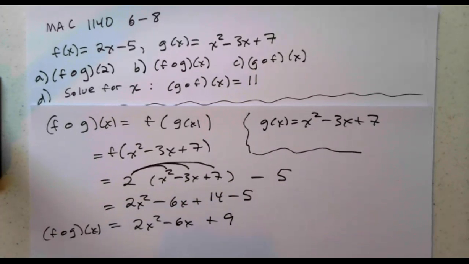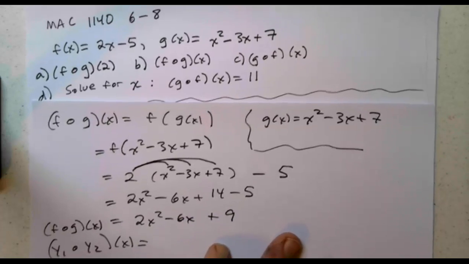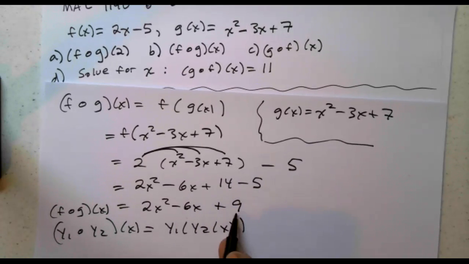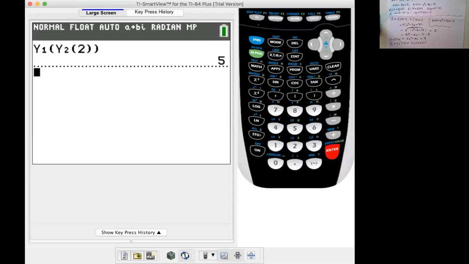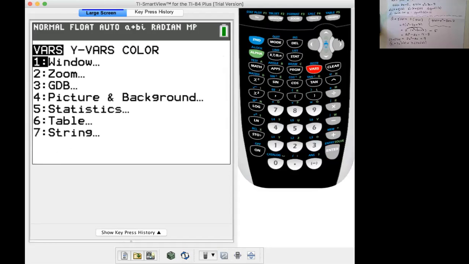You know, I like to check. So I'm going to check to see if that is the same graph as, remember, f was y1, circle y2 of x, which is y1 of y2 of x. I want to see, is that the same as 2x squared minus 6x plus 9? So I'm going to quickly check that on my calculator. You'll remember that I have y1 and y2 already in the calculator, and I want to see what is the function y1 of y2 of x. Y vars.